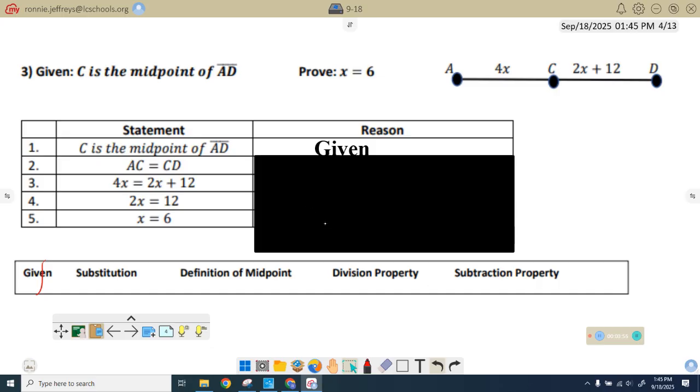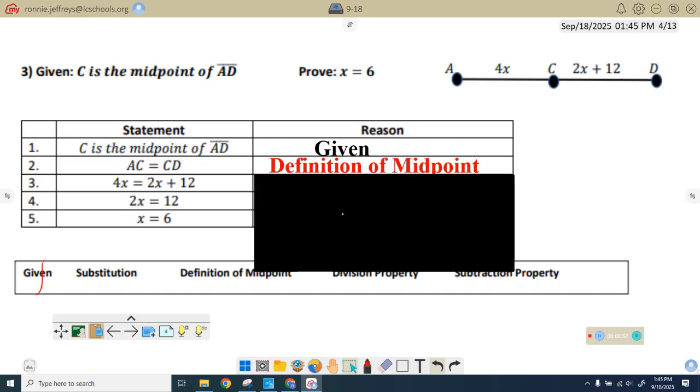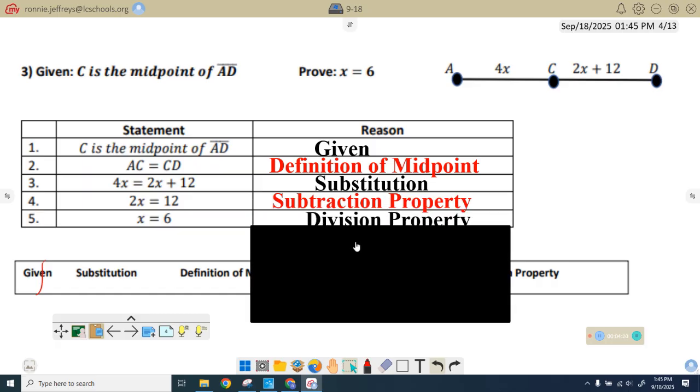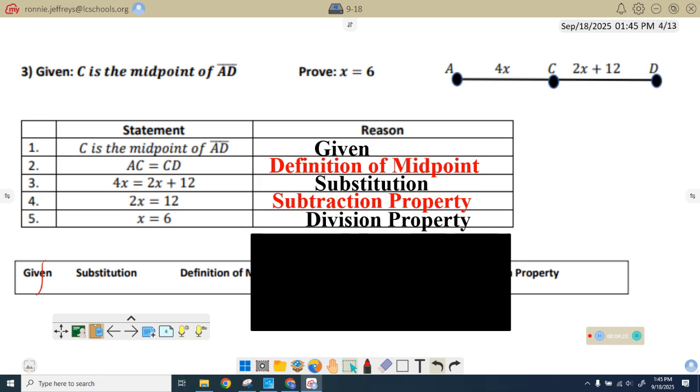Yes, Luke. Definition of midpoint. Okay. Now we go from their line segment names to these expressions. This should be substitution. Now we should have subtraction property and division property.